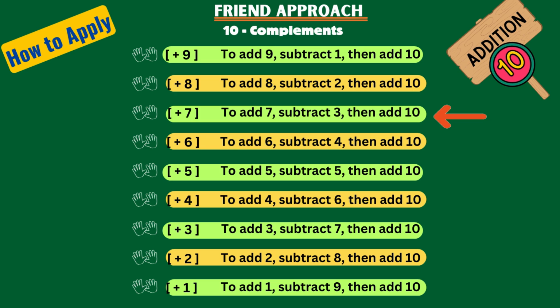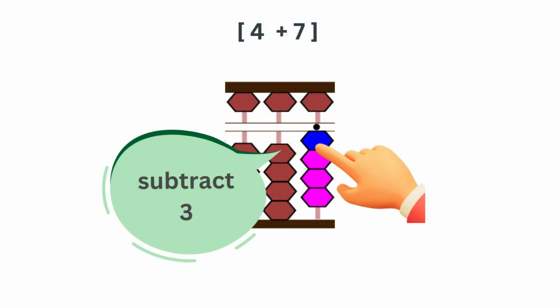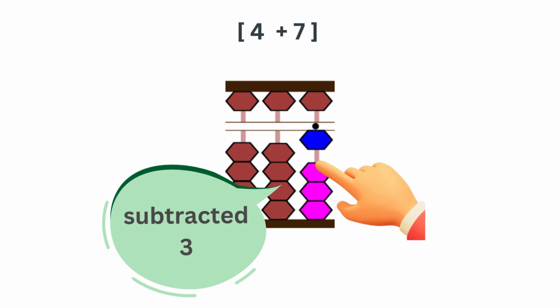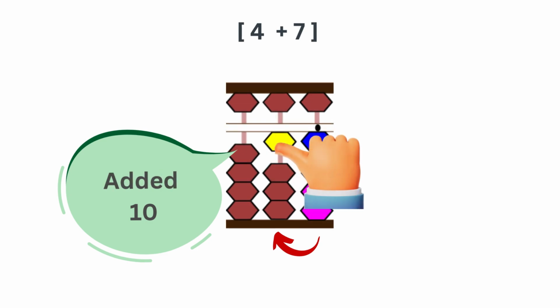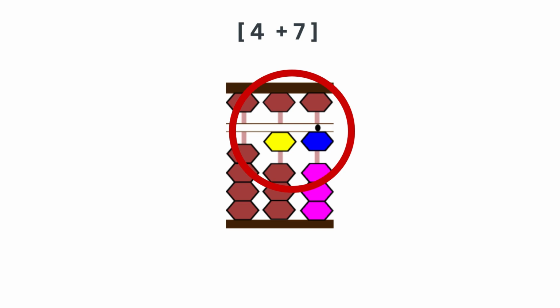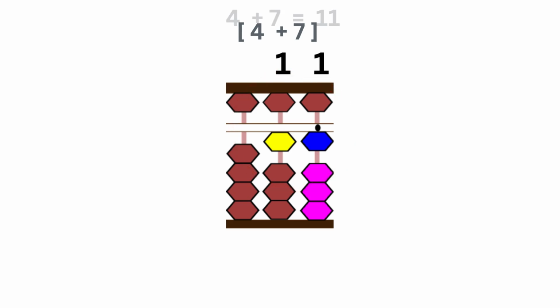Let's apply this formula. We subtract 3 and then add 10, which takes us to the tens digit. Counting the beads, we find there are 11. Therefore, 4 plus 7 equals 11.